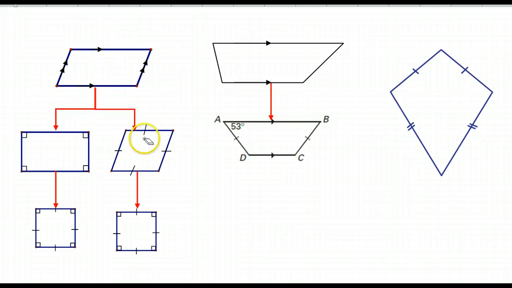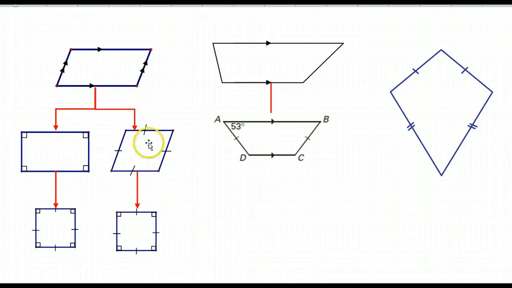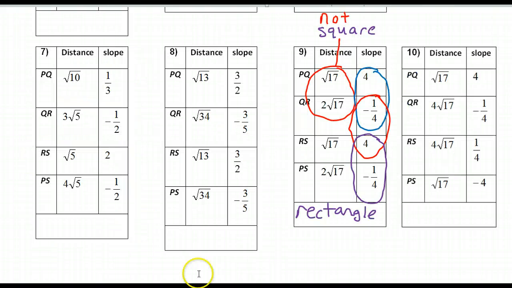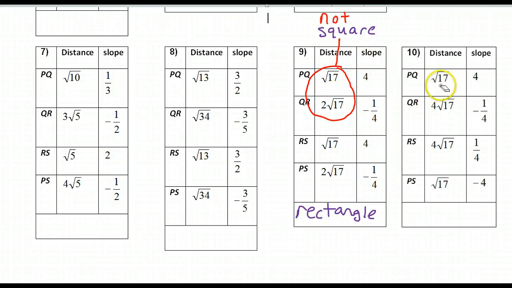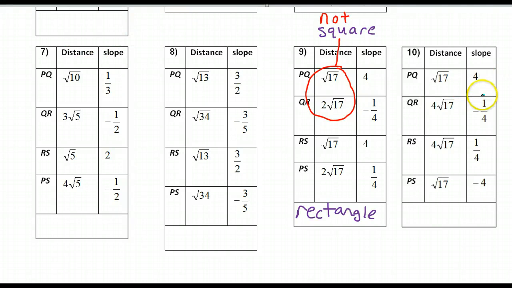Okay, once again, you have to ask yourself, look at those top 3. Is it a parallelogram? Is it a trapezoid? Is it a kite? Let's start with parallelogram. Look at this very carefully. If this is a parallelogram, opposite sides should be parallel. Also, opposite sides should be congruent. Make sure you are looking at opposite sides, not consecutive sides or anything like that.